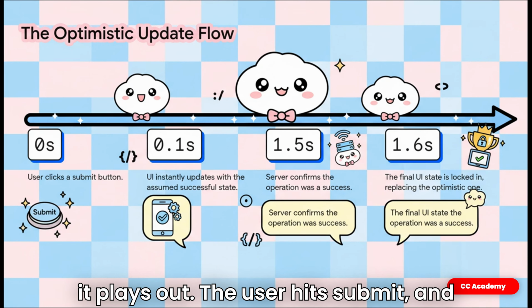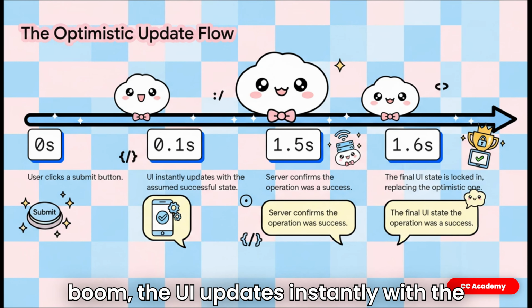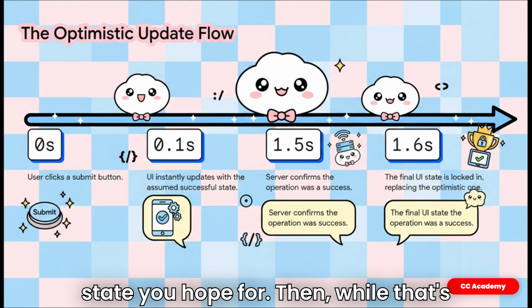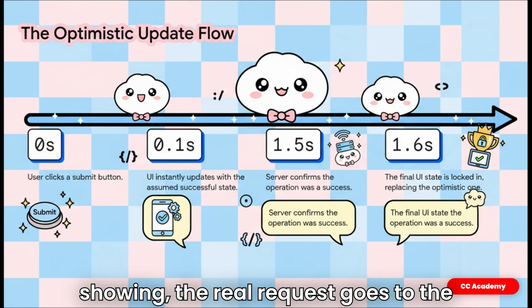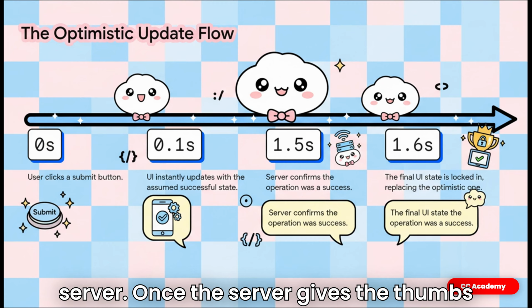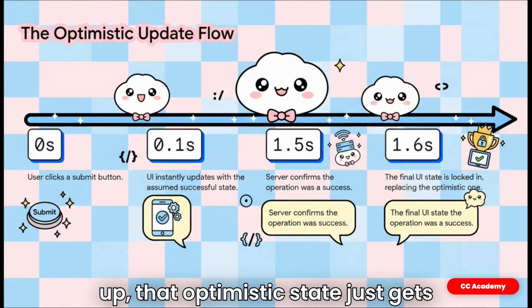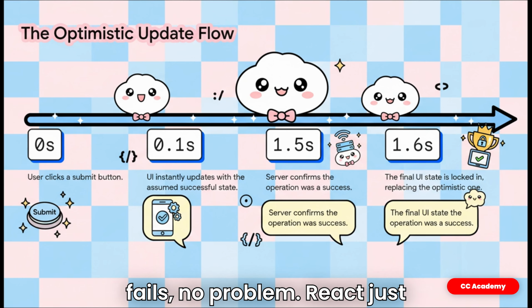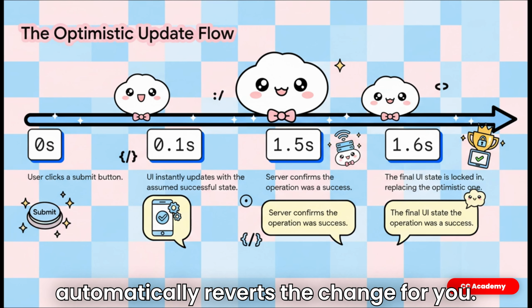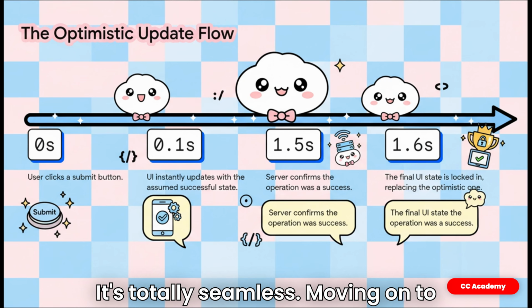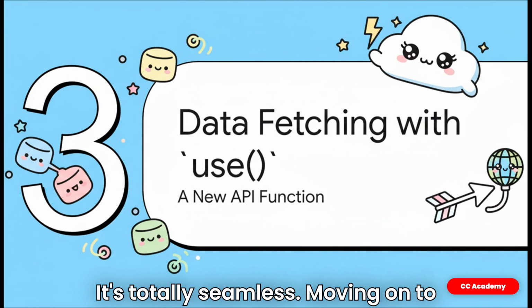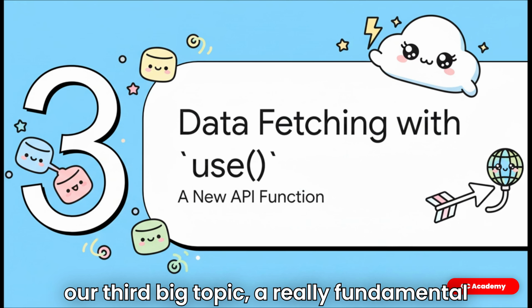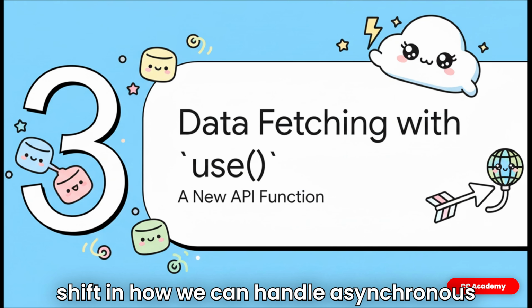The user hits submit and boom, the UI updates instantly with the state you hope for. Then, while that's showing, the real request goes to the server. Once the server gives the thumbs up, that optimistic state just gets replaced by the real data. And if it fails, no problem. React just automatically reverts the change for you. It's totally seamless.